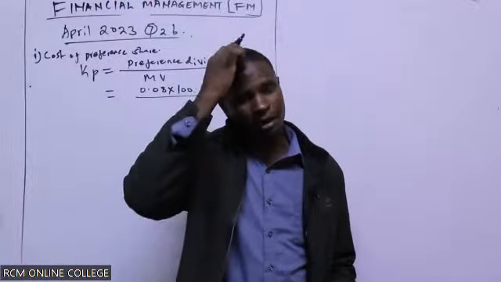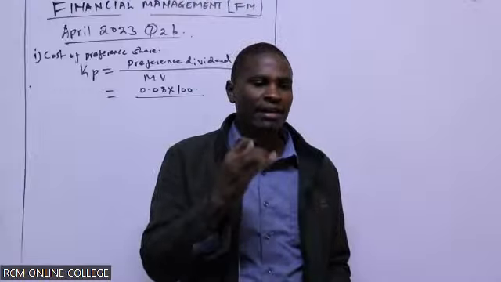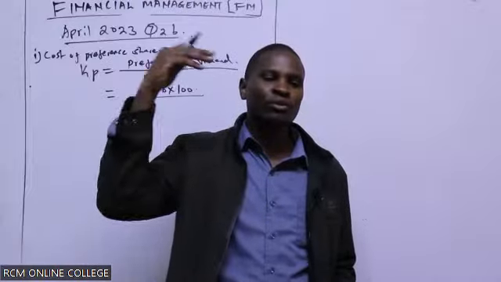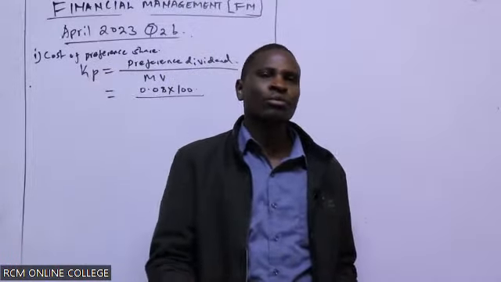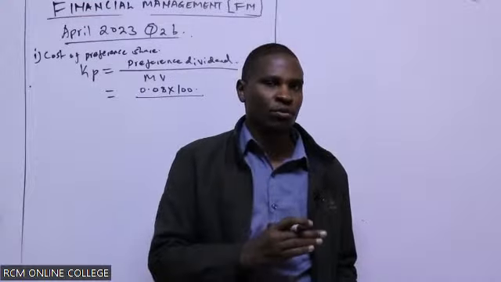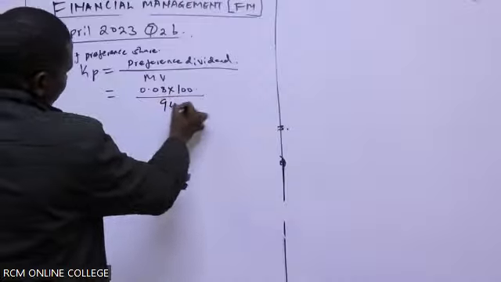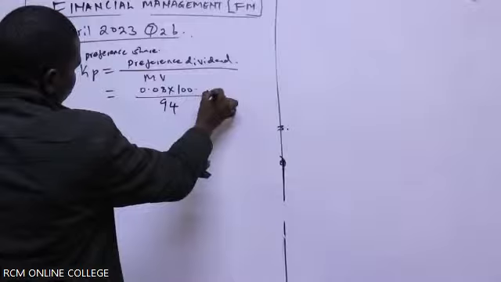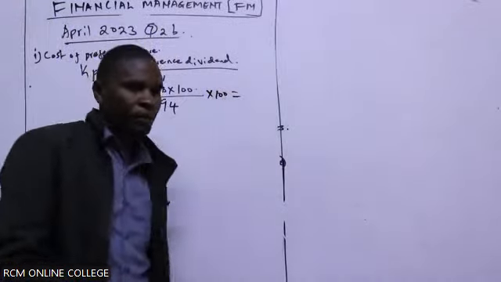Now, remember what we said. It is the current market price. Leave out the 2015 and the net, those were just information to disturb you. So 94 was the price, and with that you could have gotten your KP. So can you give me the KP?